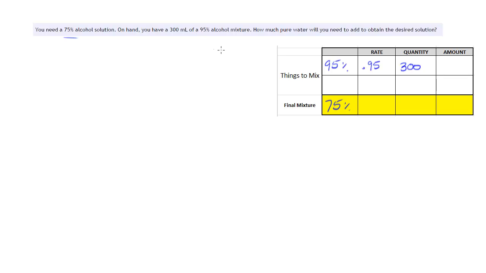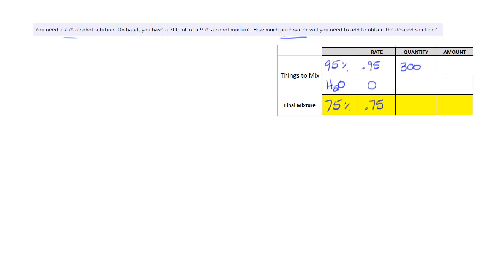All right, so what are we going to mix with that? We're going to mix pure water. So H2O, or water here, is 0% alcohol. That's important in life, but really important for this situation right here. So that's the rate there, and then the rate for the 75% final mixture is 0.75.